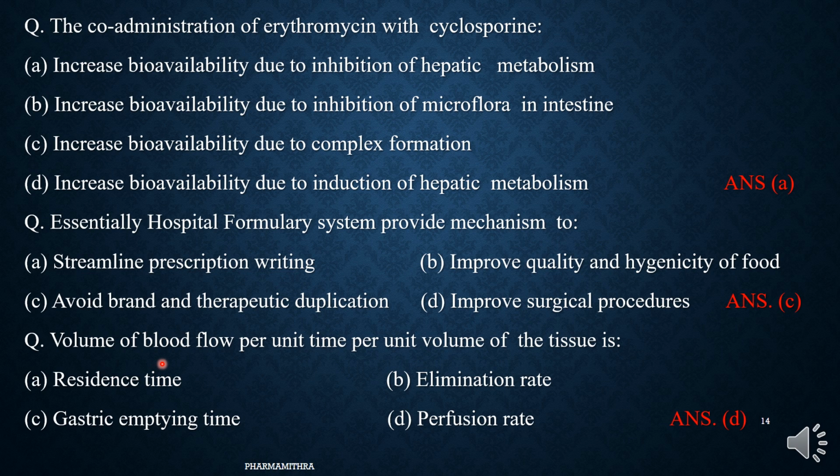Next question is from biopharmaceutics. The volume of blood flow per unit time per unit volume is simply the definition of the perfusion rate. Perfusion means the rate at which the blood is passing through. That is the perfusion rate. So option D is the right answer.